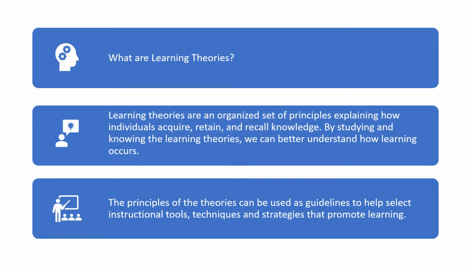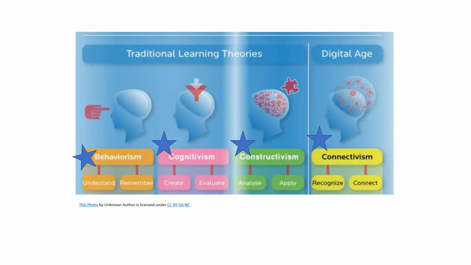Our first topic is learning theories. Learning theories are an organized set of principles explaining how individuals acquire, retain, and recall knowledge. By studying and knowing the learning theories, we can better understand how learning occurs. The principles of the theories can be used as guidelines to help select instructional tools, techniques, and strategies that promote learning. There are three traditional learning theories: Behaviorism, Cognitivism, and Constructivism.